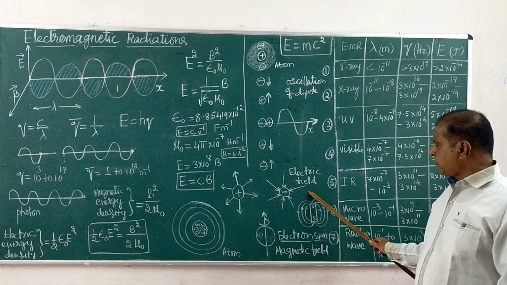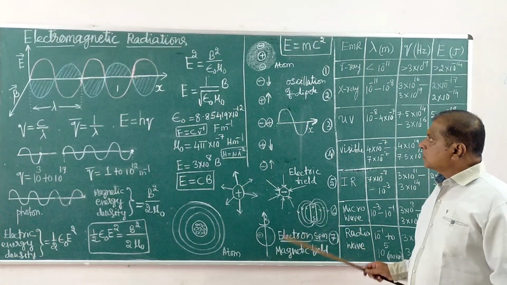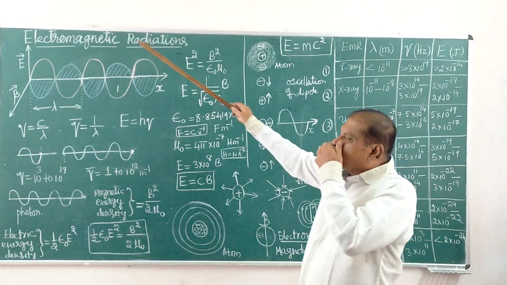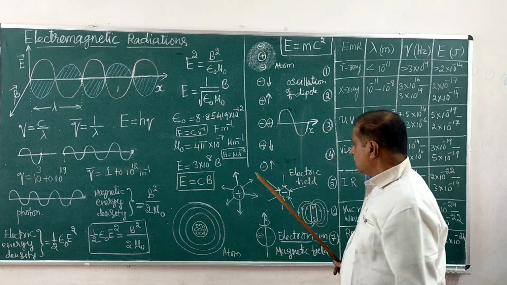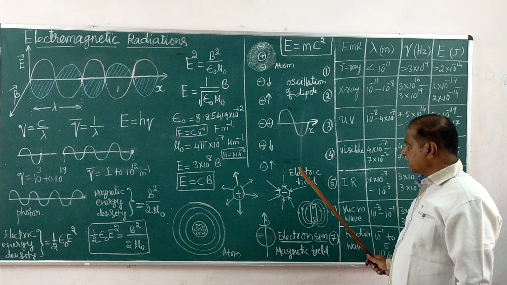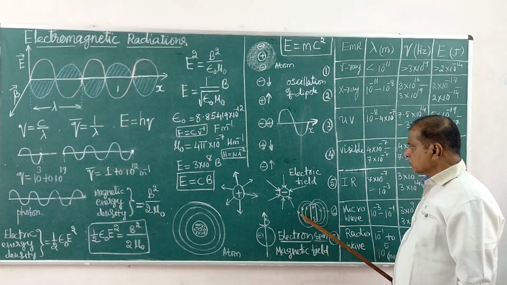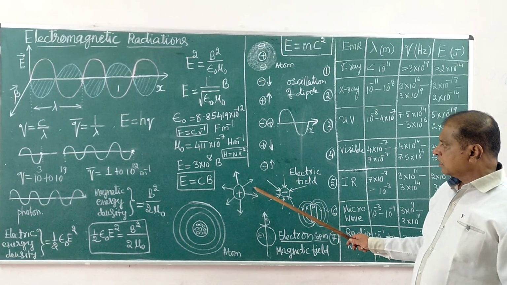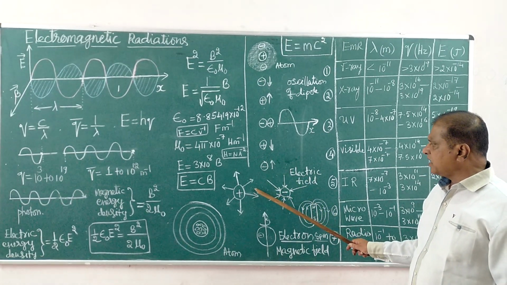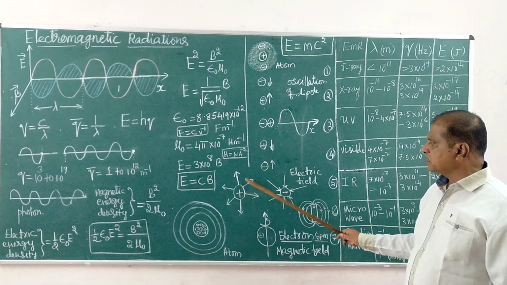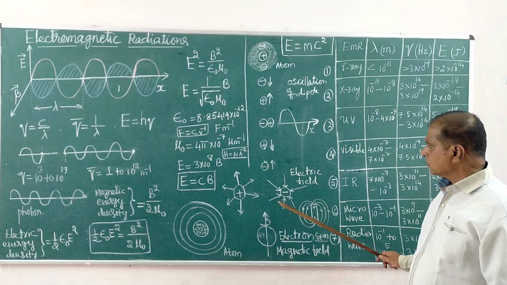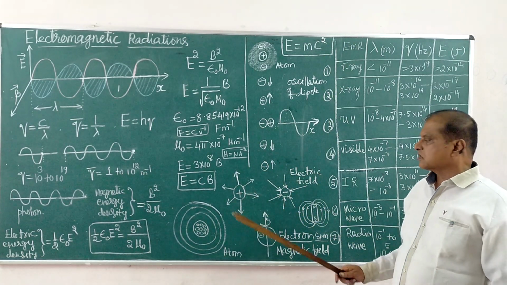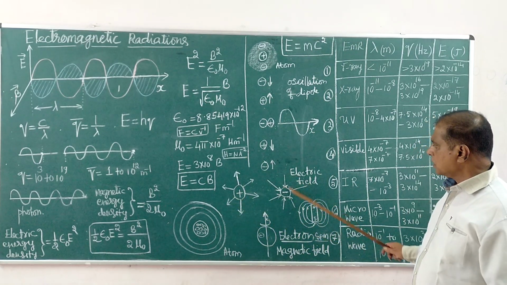Now, a very interesting point is here. To understand the basic concept of electromagnetic radiations, we have to understand this electric field and magnetic field. One important point we need to stress: the electric field changes because of movement. Electric field changes when there is a movement, either this or this.